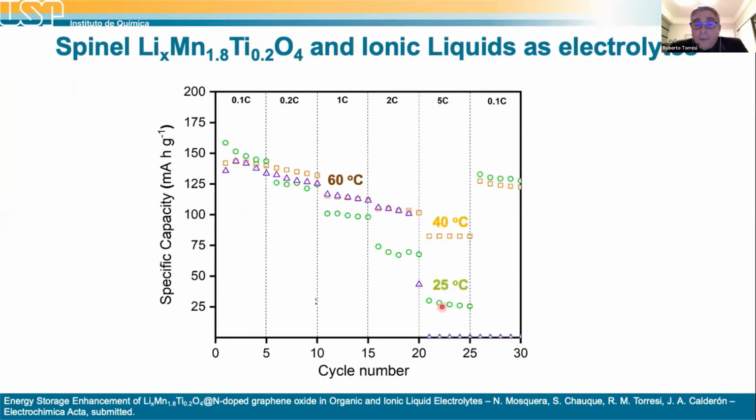So you have, for example, for high currents, here is at 25 degrees centigrade for the ionic liquid, and for the same ionic liquid at 40 degrees, you have a better charge discharge property. So the influence of temperature is for higher current. That is interesting, because it's a way to improve the behavior for a high rate of charge discharge.